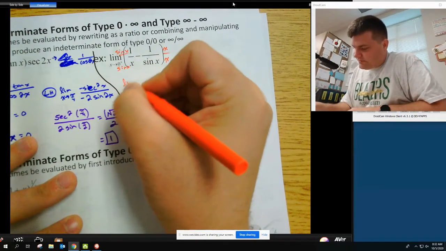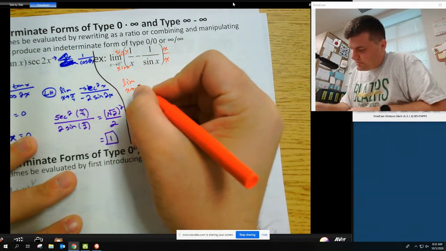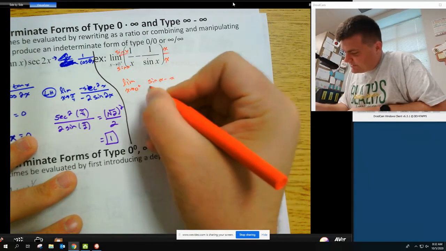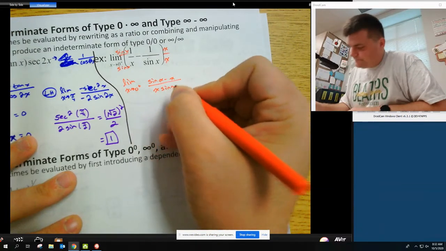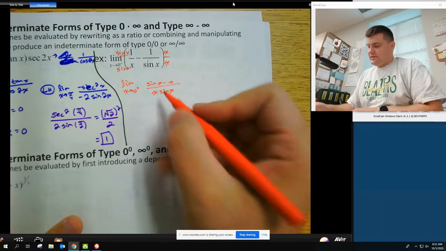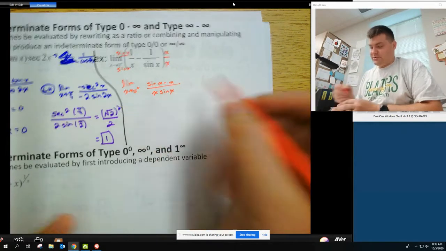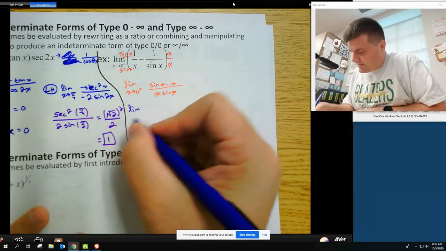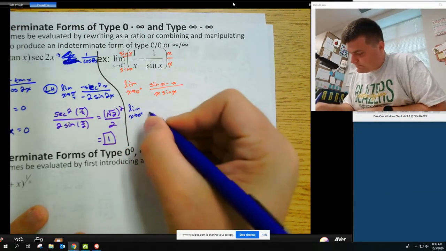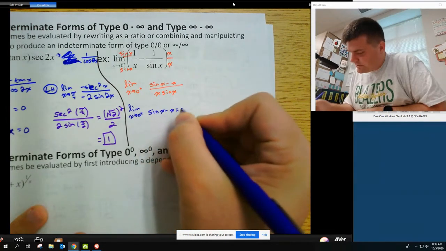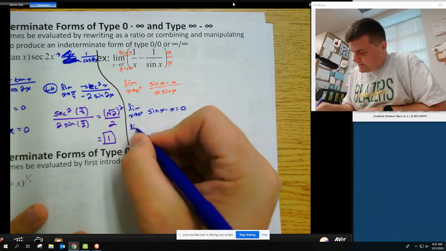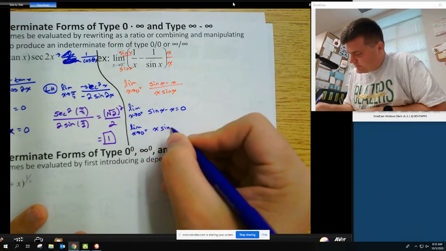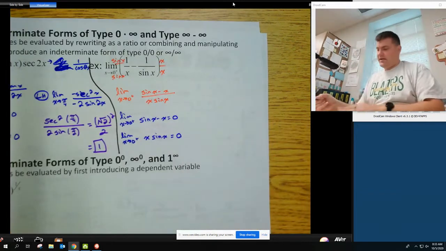So the rewrite here will be sine of x minus x all over x sine x. And if you're just plugging in 0, you get 0 over 0. So by investigation, it's going to work. Let's go ahead and formally write this down for my L'Hopital. So now I can L'Hopital it.